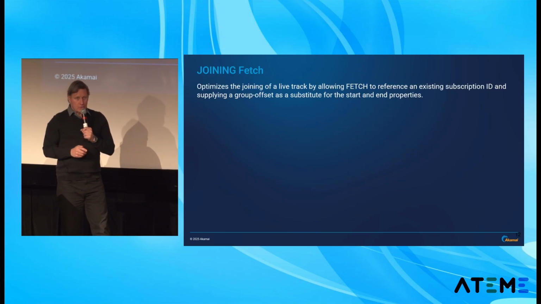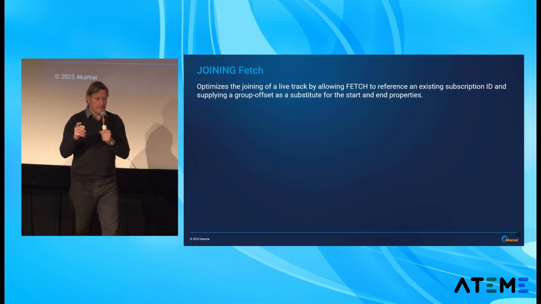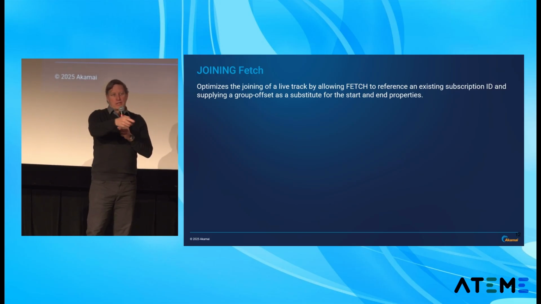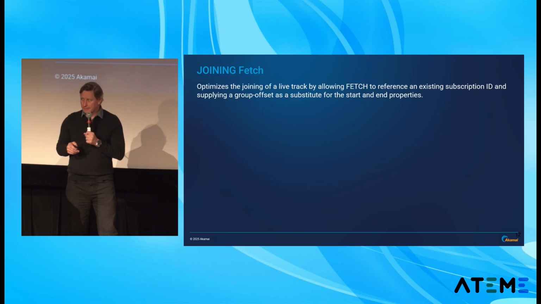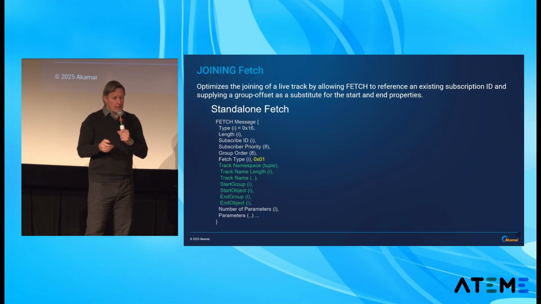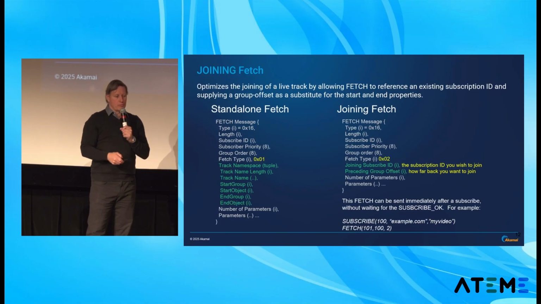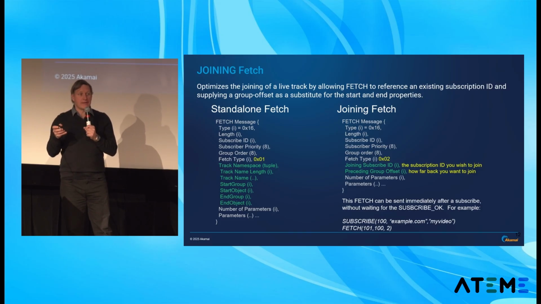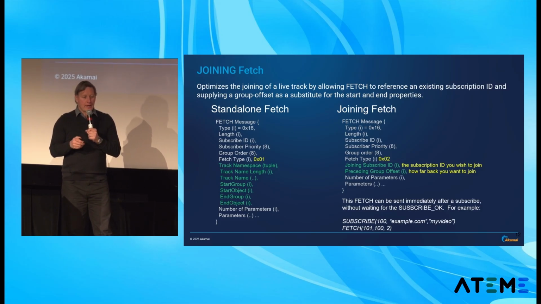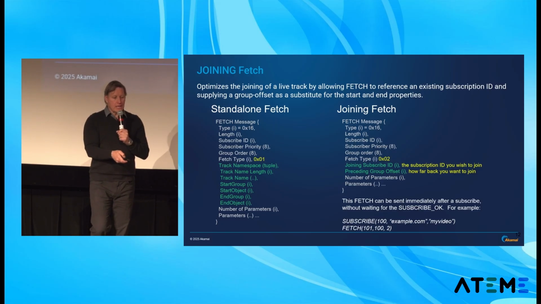Joining fetch. I mentioned there were 2 types of fetches, standalone and joining. So standalone fetch is the one that I was exhibiting earlier. You know the range, you know the objects, you just ask for them. A joining fetch is where you want to do that tricky operation of joining a live subscription that's already happening. With the standalone fetch, I have to describe exactly what objects I want. With the joining fetch, I just give it a reference to that other subscription that's already happened. And then I pass less information, so I only need to pass the green information and tell it how far back from live I want to be.